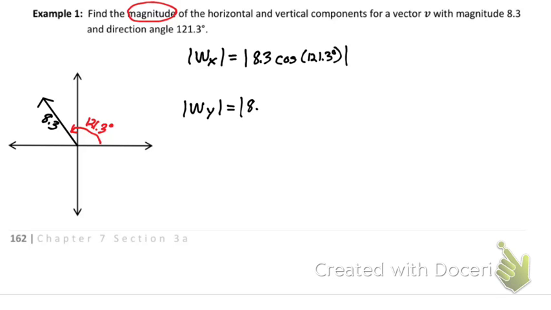All right, so we're going to do 8.3 times the sine of 121.3 degrees. And I usually write them both out, and then I plug in my calculator so I don't make mistakes along the way. Our horizontal component should be about 4.3. Is that what people got? And our vertical should be about 19.3.